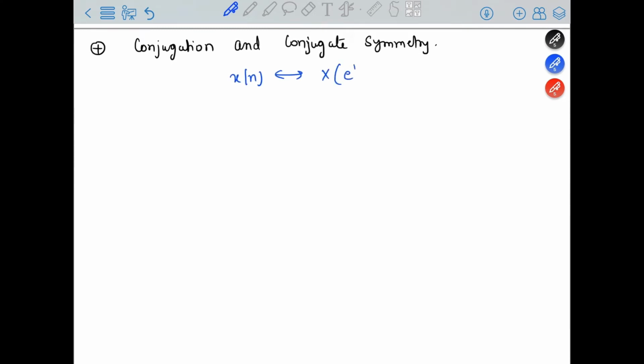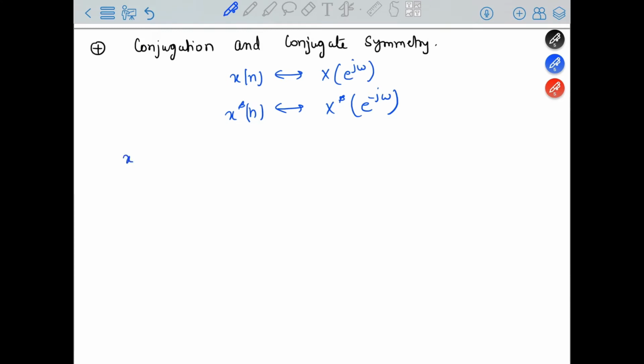So next we will see the property of conjugation and conjugate symmetry. What this property states is that, suppose you have a Fourier transform pair x[n] having a Fourier transform X(e^{jω}), and we take the conjugate of x[n] in the time domain, it will be equivalent to taking the conjugate of the Fourier transform function, which is a change in the sign, that is e raised to the power minus jω.